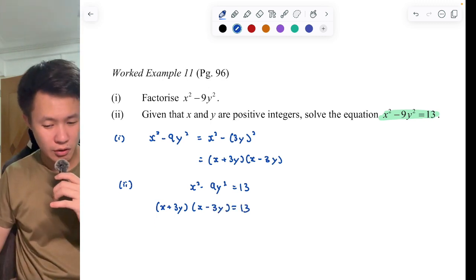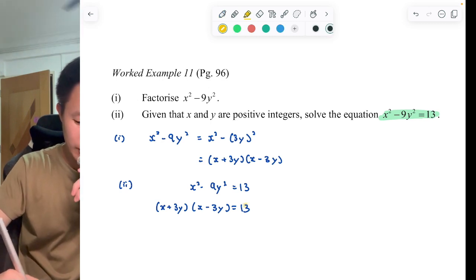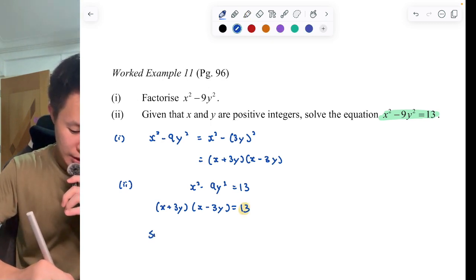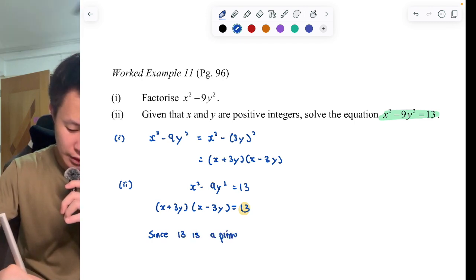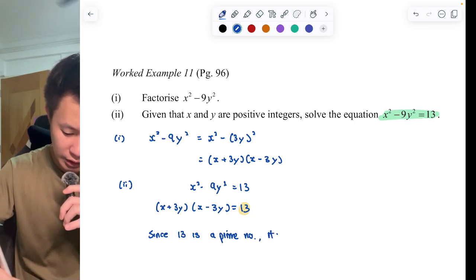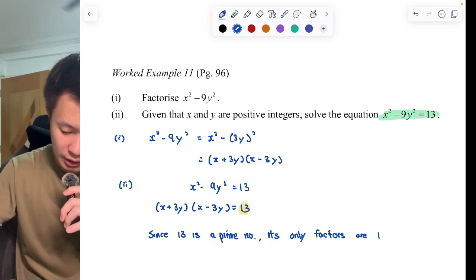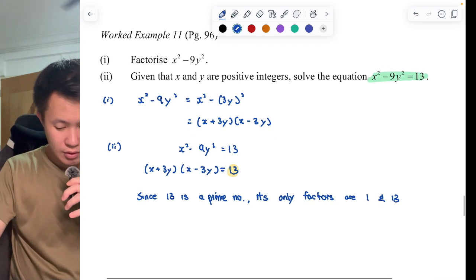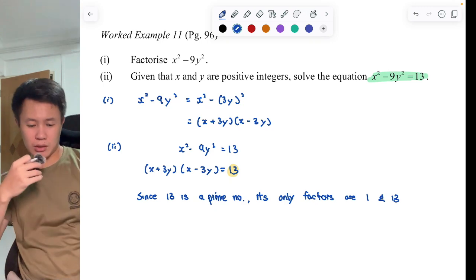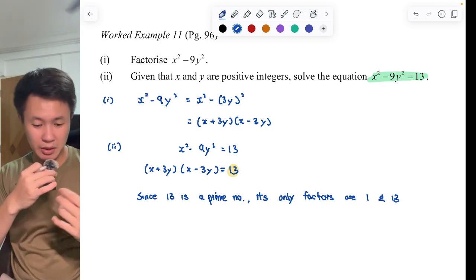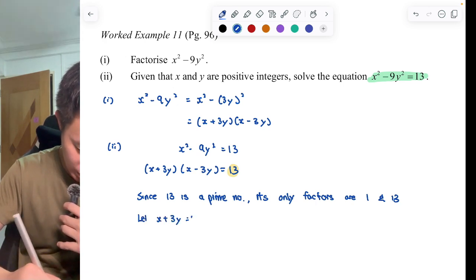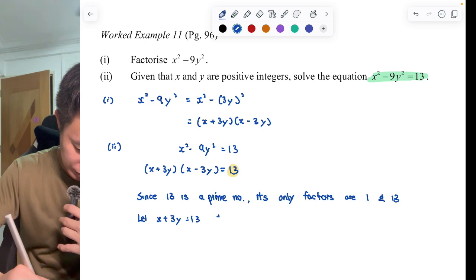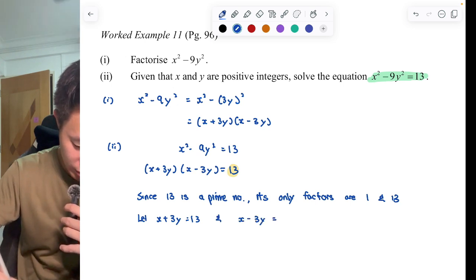And that is essentially it. But how can we actually solve it? We're going to make full use of the value of 13 here. Since 13 is a prime number, its only factors are 1 and 13, right? So if we look at x plus 3y times x minus 3y, one of them must be 1 and one of them must be 13. But which is the one? So I'm going to let x plus 3y be equal to 13, and x minus 3y be equal to 1.